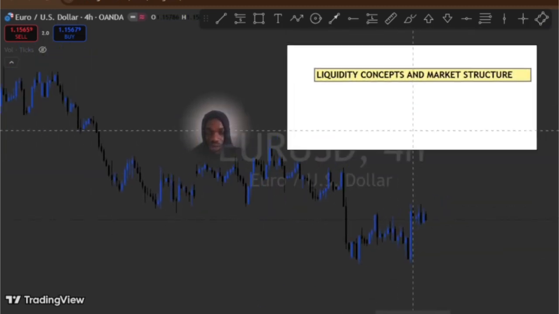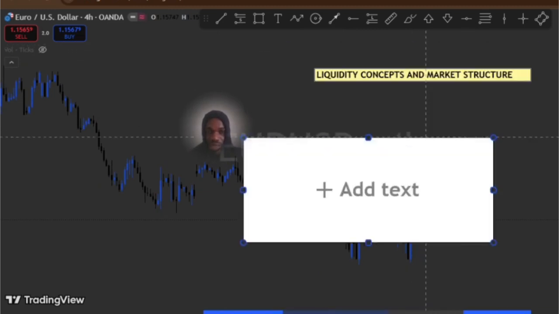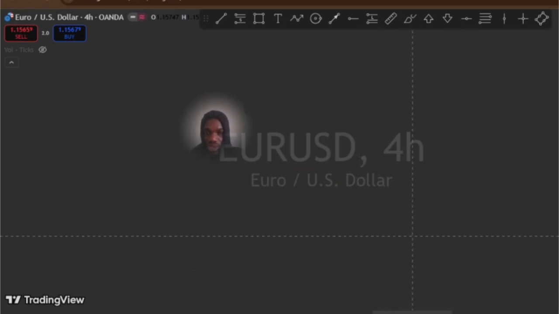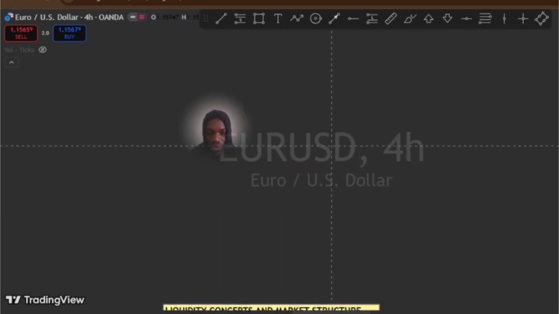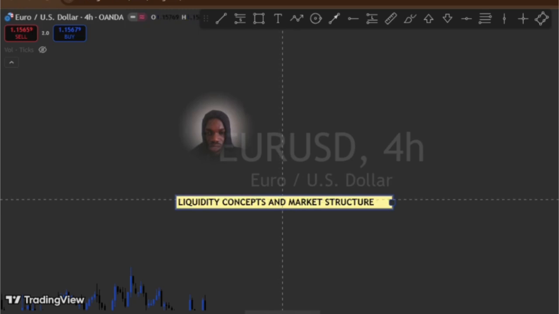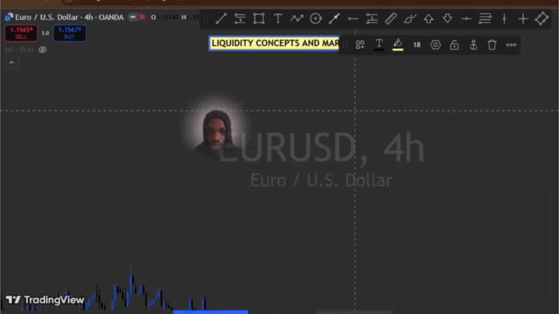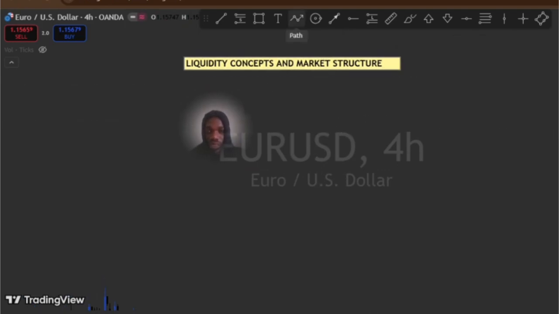Because of market structure, this is a beginner's guide. So if you are still a beginner in trading, this is for you. Let's have a look at this. Market structure first. This is the foundation of the liquidity concept.